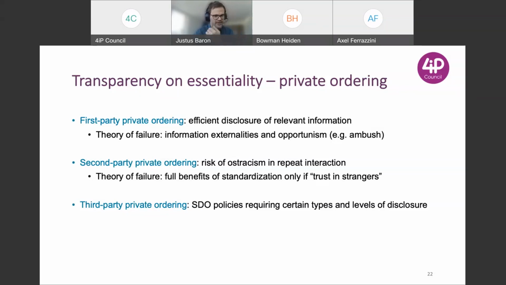An important limitation of that private ordering mechanism is that it presupposes a trust-based environment in which companies can collaborate with each other because they have been engaging in repeat interaction, which might reduce the extent to which the system is open to newcomers. And there, the third-party private ordering mechanism becomes really important, which is that this interaction takes place in an institutional environment in which, in particular, the standard development organizations themselves define rules and policies requiring certain types and levels of disclosure.